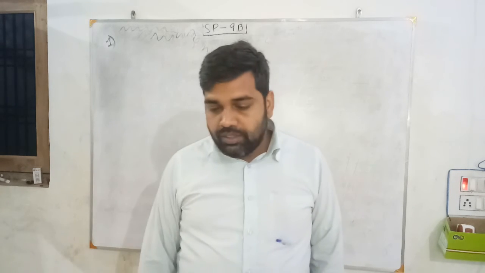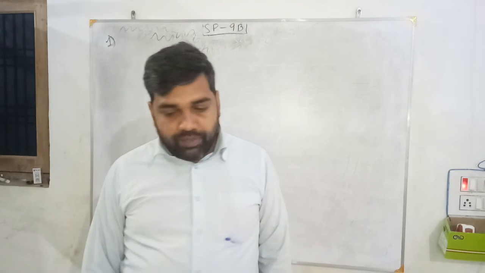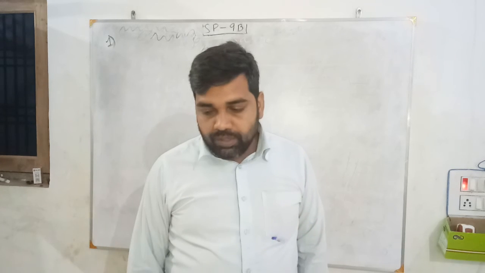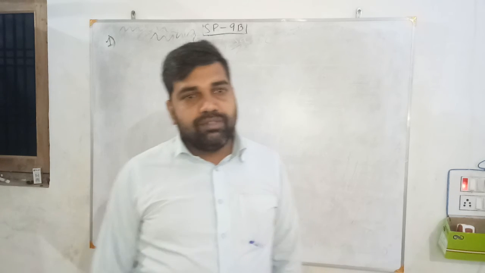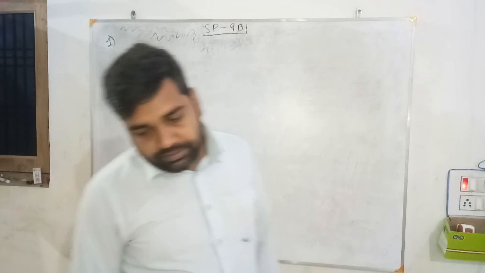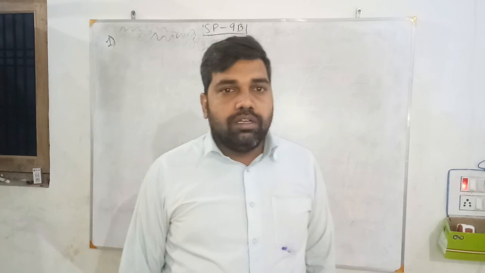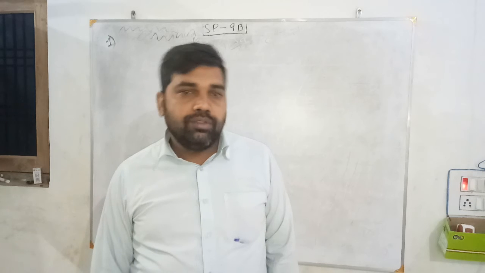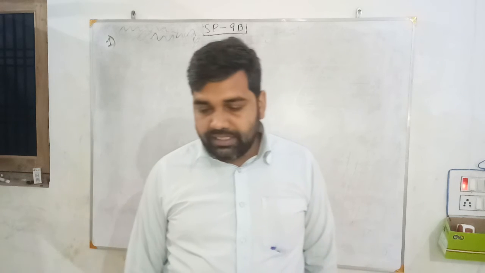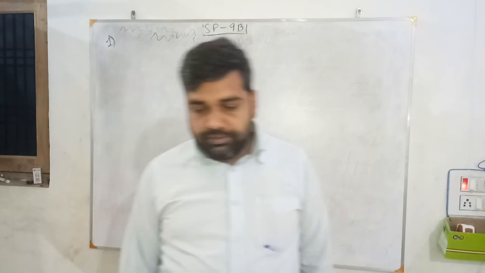So first, you solve model test paper 1. Second, you write all the prime numbers between 1 to 100. And third, you write all the squares and cubes of the natural numbers 1 to 30. Okay, so this is the assignment that you have to do.